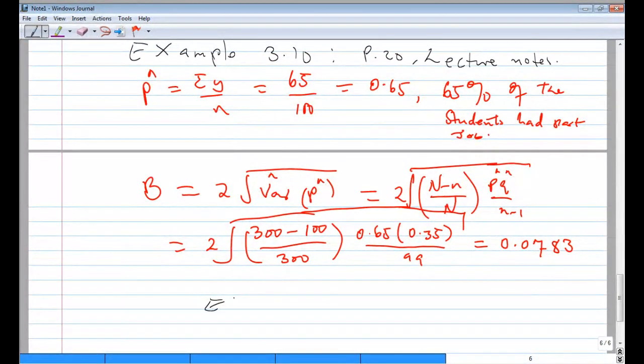It's example 3.11, page 21, lecture notes.